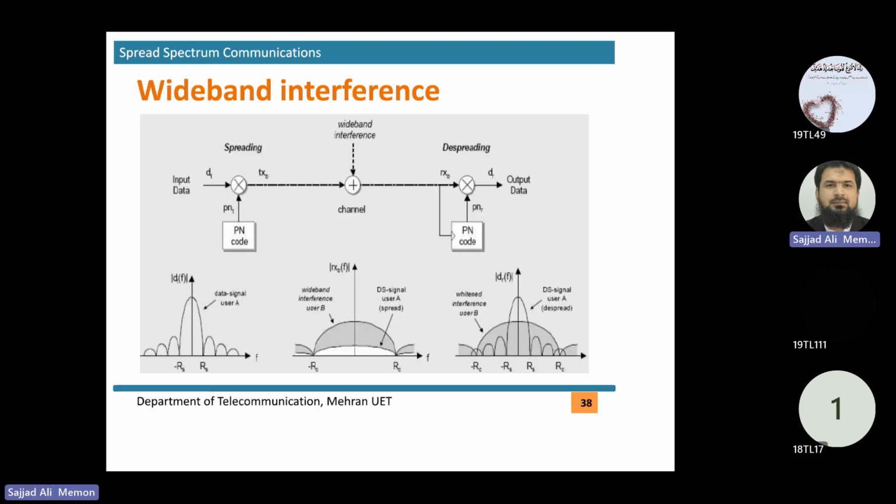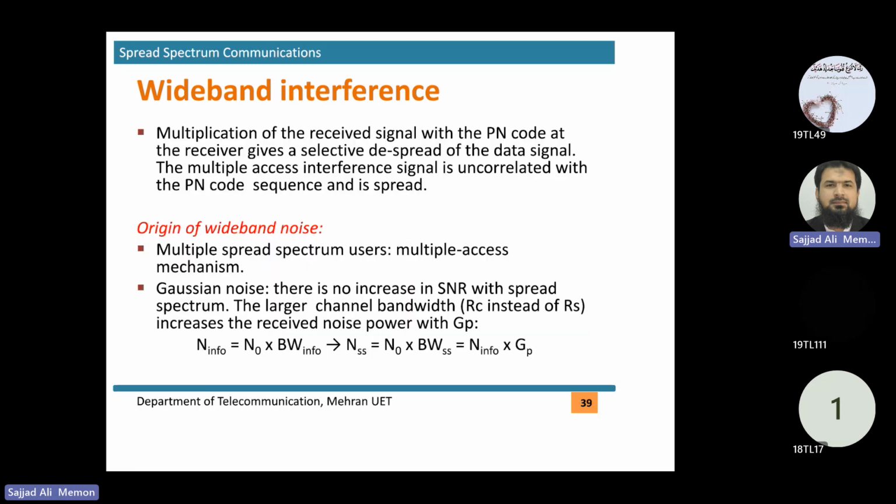Another scenario is wideband interference, which will also be spread, and you can see the wideband interference is below the received, despread signal. So still there is a difference in the power levels. So still we can recover the required signal, but it will also have components of the wideband interference signal.